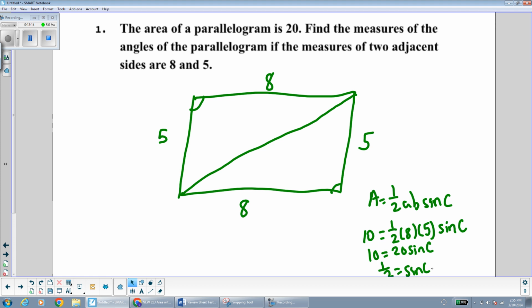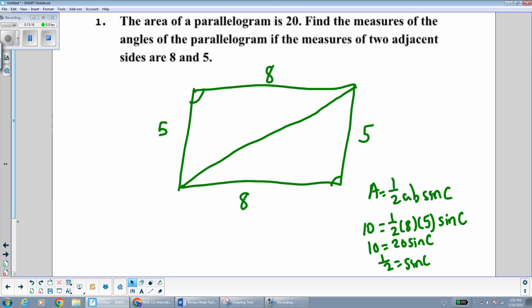And now, if I want to figure out what angle C is, in my calculator I could do inverse sine of 1/2, and it will give me the angle C that made the ratio, which is 30 degrees. So the angle that's in between the 8 and the 5 sides in each triangle is a 30-degree angle. And that means these angles need to be 150, because remember, consecutive angles in a parallelogram are supplementary to each other.